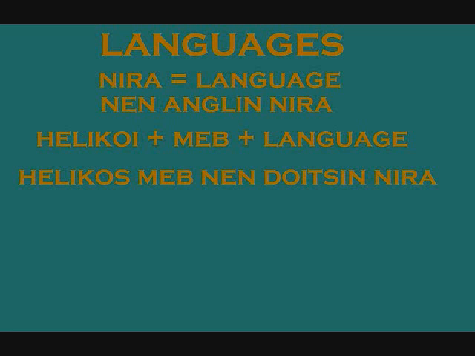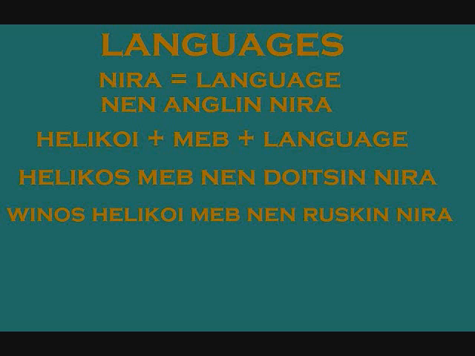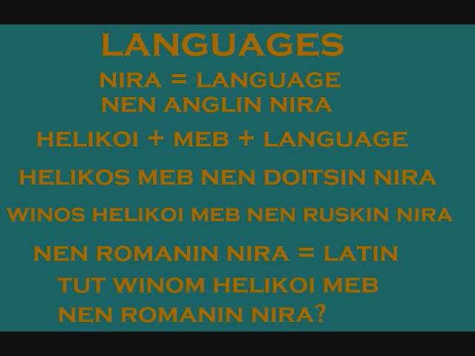Note that if you want to say that you can speak a language, you have to use winoi. So to say that you're able to speak Russian, you'd say Winos helikoi mebnen Ruskin Nira. Of course, there are some languages that are not associated with one particular country. The most well-known of these would be Latin, which in Dangin Nira would be Nen Romanin Nira. So to ask someone if they can speak Latin, you'd say Tut winom helikoi mebnen Romanin Nira.